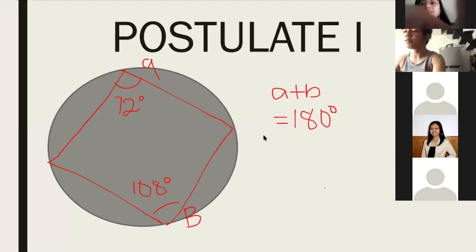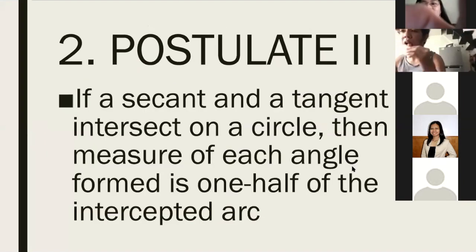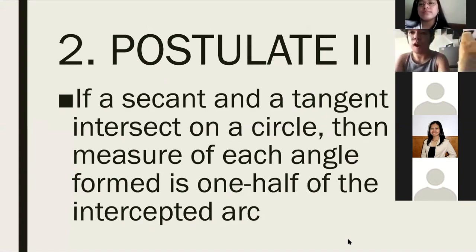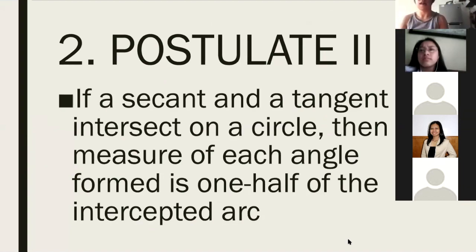Okay. Thank you. Postulate 2. If a secant and a tangent intersect on a circle, then the measure of each angle formed is one half of the intercepted arc. So, medyo mahaba yung postulate na to.